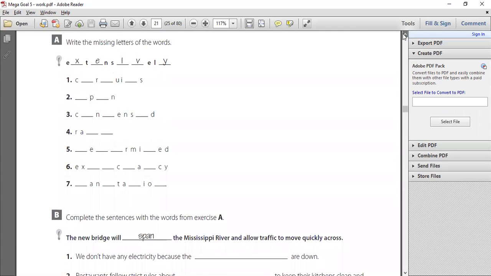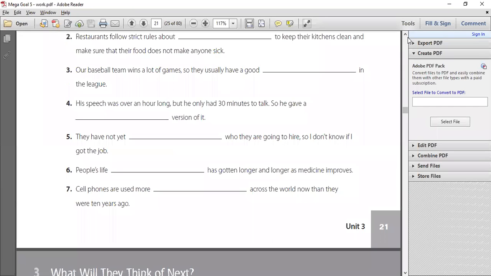Remember yesterday? We wrote the missing letters, then from those words, we filled in the blank in exercise B. So have we done this? Yes. Yes. I cannot hear you, Khalid. Have we finished this?